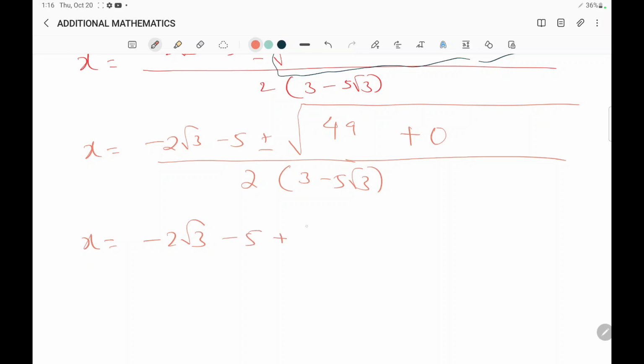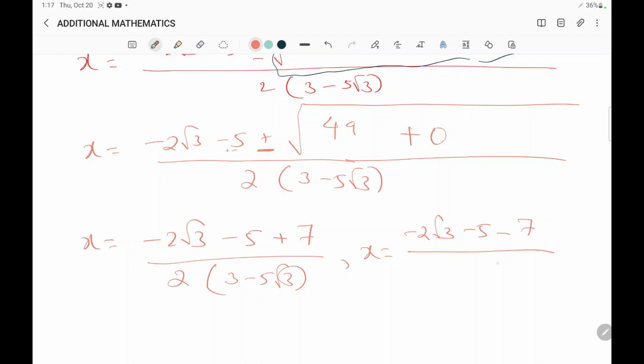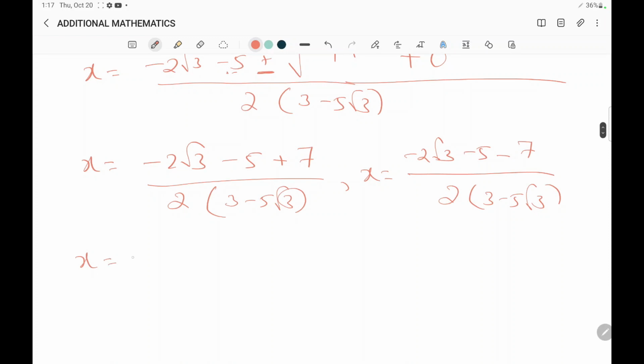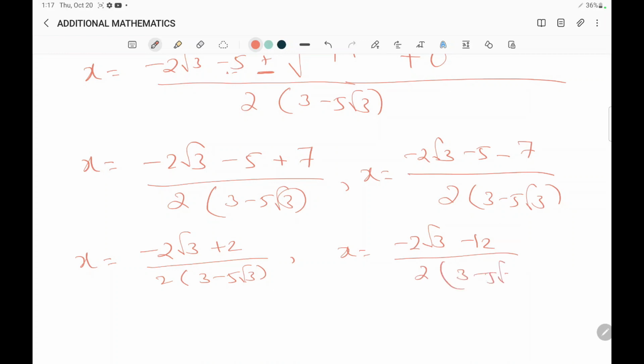You know, root 49 will be 7. So plus 7 I'm considering, over 2 times 3 minus 5 root 3. And another answer would be minus 2 root 3 minus 5, and this minus 7 I'm going to take right now, over 2 times 3 minus 5 root 3. Now let us solve further. So this is minus 2 root 3, and minus 5 plus 7 is plus 2, over 2 times 3 minus 5 root 3. And here minus 2 root 3 minus 12 over 2 times 3 minus 5 root 3.